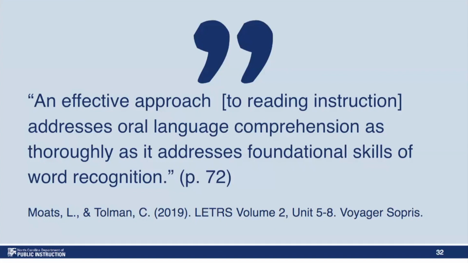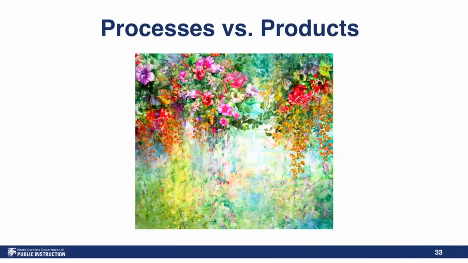So we don't want to just say all we're going to do is decoding. We really want to think about oral language in those earlier grades and how are we building our students' vocabularies and their content knowledge and background knowledge around all of this work, so that when they are becoming more fluent readers, they're able to do that more themselves. So to address language comprehension means we need to understand the process of comprehension versus products.